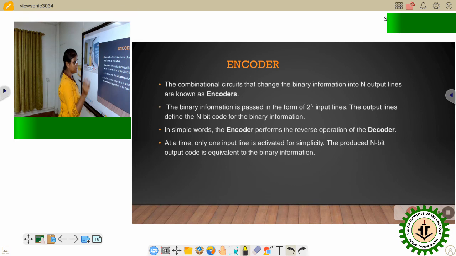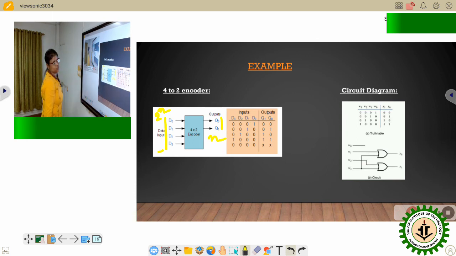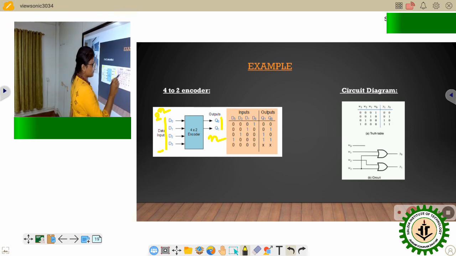Next, I am giving an example of the encoder. We are giving 4 inputs and we are getting 2 outputs, because we are giving 2 to the power n number of inputs and we are getting n number of outputs, that is 2. So here we are giving the inputs. Suppose we are giving input 1 in D0. So one at a time means when D0 starts to execute, everything else, that is D3, D2 and D1, will stop execution, and D0 will give the result as 0 and 0.